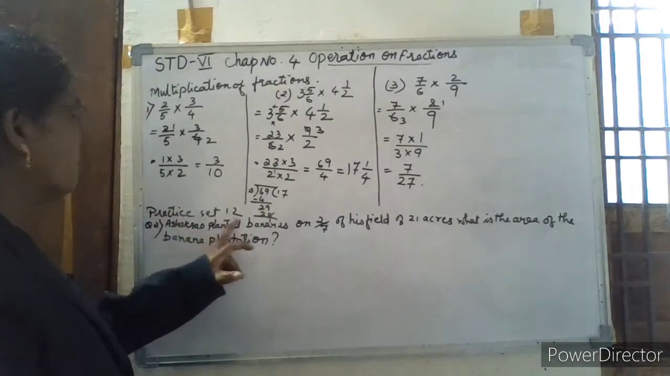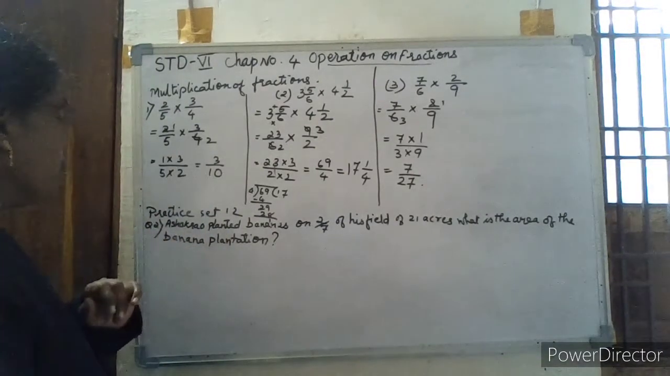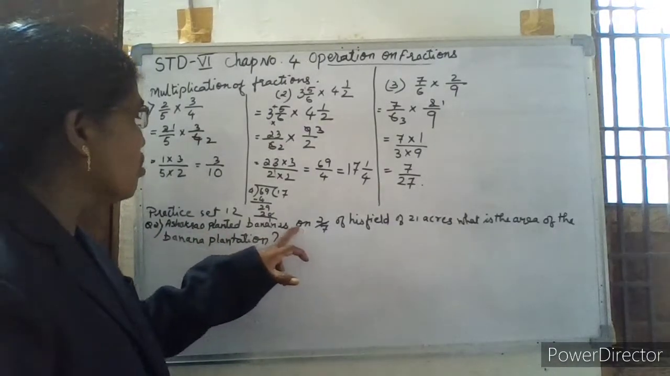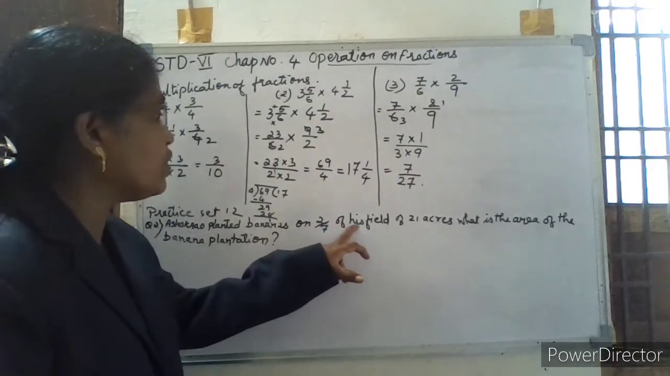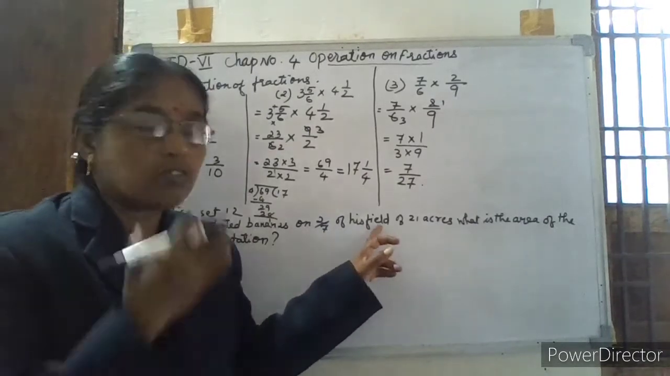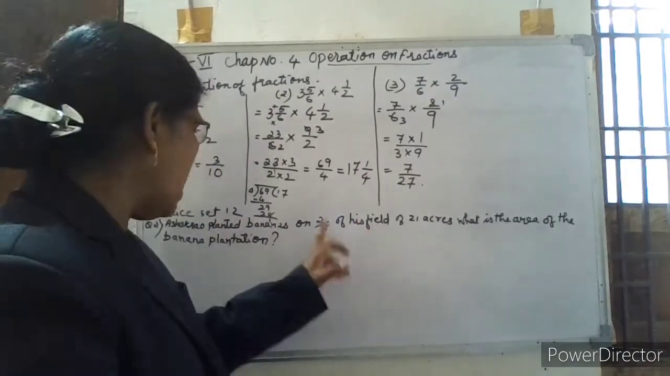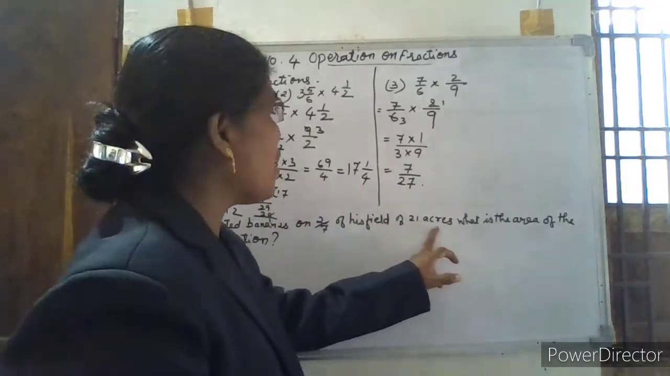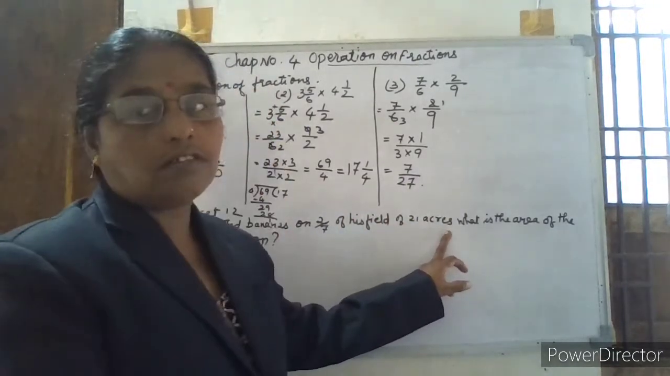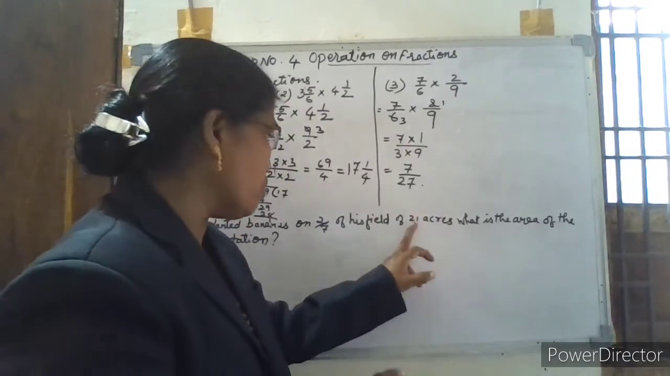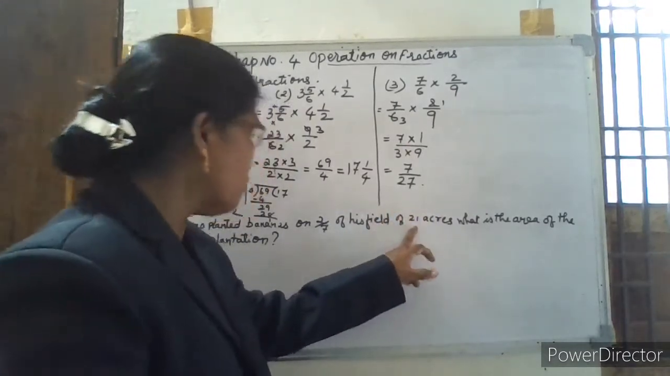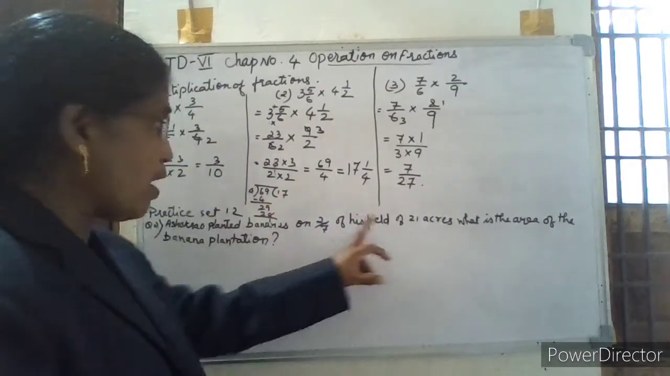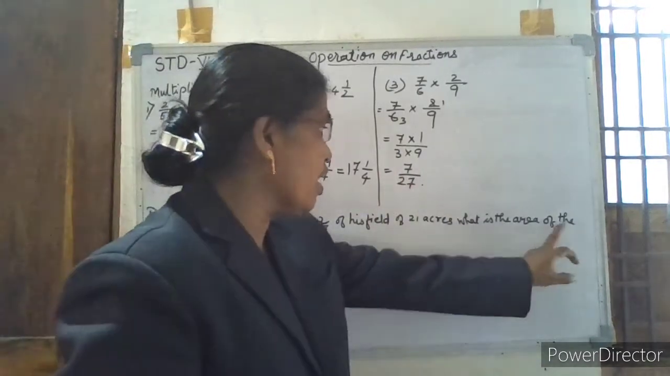Now we come to practice set 12, question number 2. Ashok Rao planted bananas on 2/7 of his field. On 2/7 part of his field he has planted bananas. His total field is 21 acres. Out of the 21 acres, 2/7 part banana is planted. So what is the area of the banana plantation? This we have to find out.